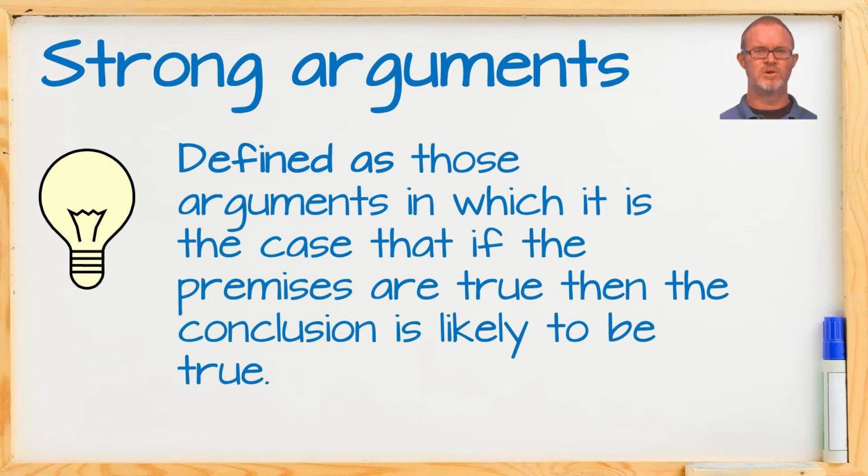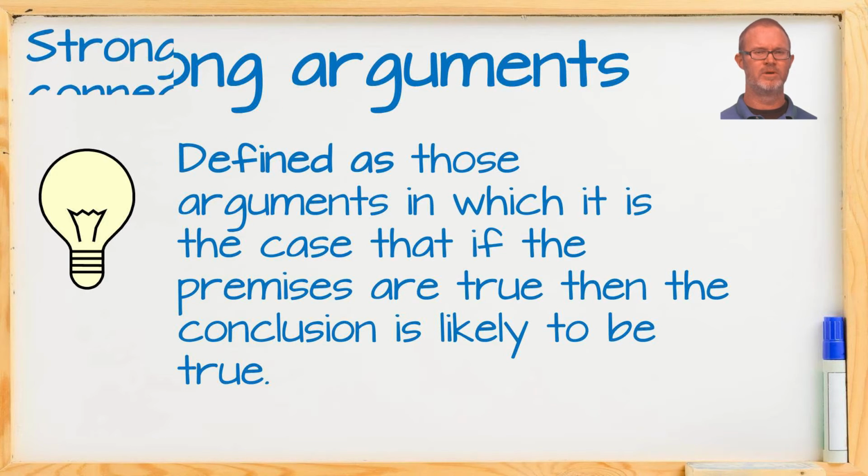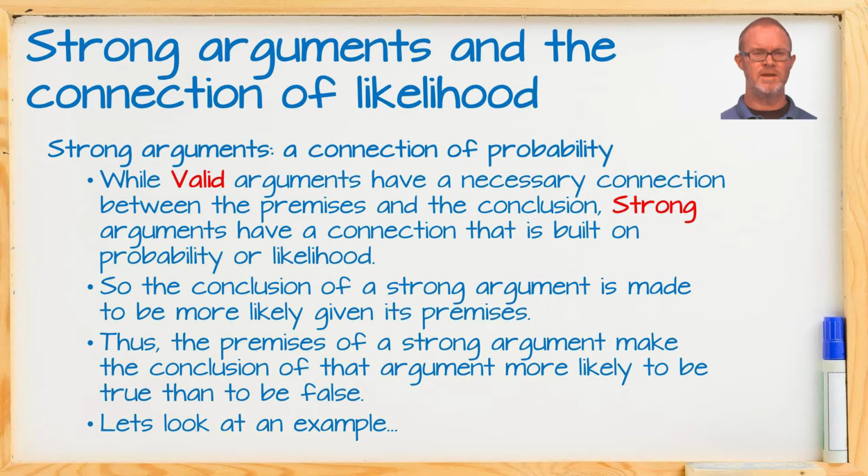Strong arguments are defined as those in which, if the premises are true, the conclusion is then likely to be true. What we say is that the connection in a strong argument between the premises and conclusion is a connection of probability or likelihood. So while valid arguments have a necessary connection between the premises and conclusion, strong arguments have a connection that is built on probability or likelihood. What this means is that the conclusion of a strong argument is made more likely or probable given its premises. This is to say that the premises of a strong argument make the conclusion more likely to be true than false.